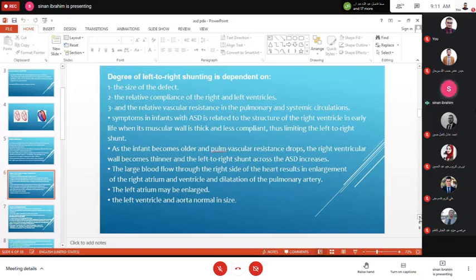So when you examine the patient in the echo, when we see dilatation of the right side of the heart, right atrium and right ventricle, going to the pulmonary artery, usually we suspect atrial septal defect, so we should clearly examine the atrial septum looking for any ASD defect. Then the left atrium may also enlarge greatly, but the left ventricle and the aorta will be normal in size.